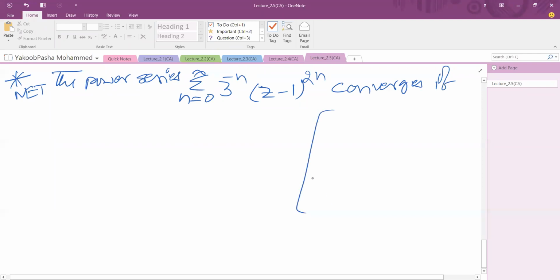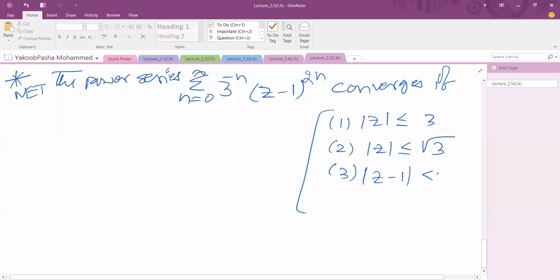First option, modulus of z less than or equal to 3. Second option, modulus of z less than or equal to √3. Third option, modulus of z minus 1 less than √3. And fourth option, modulus of z minus 1 less than or equal to √3. These are the options we have.